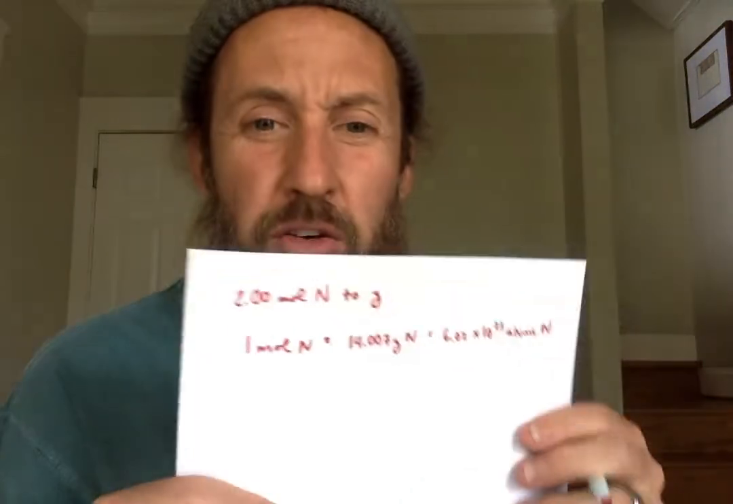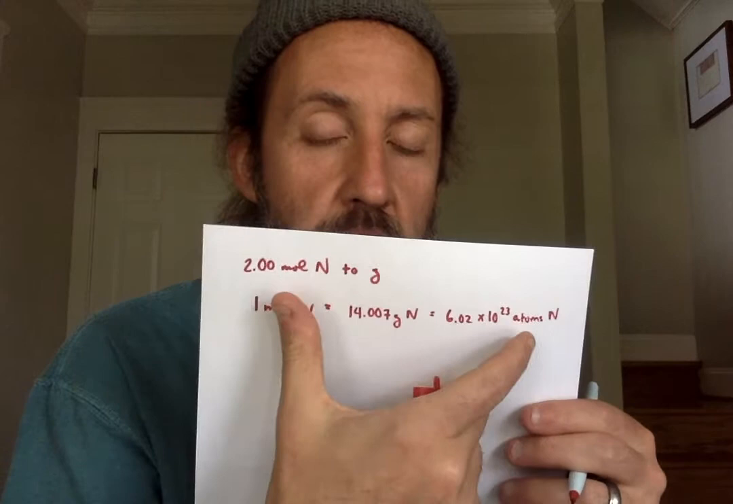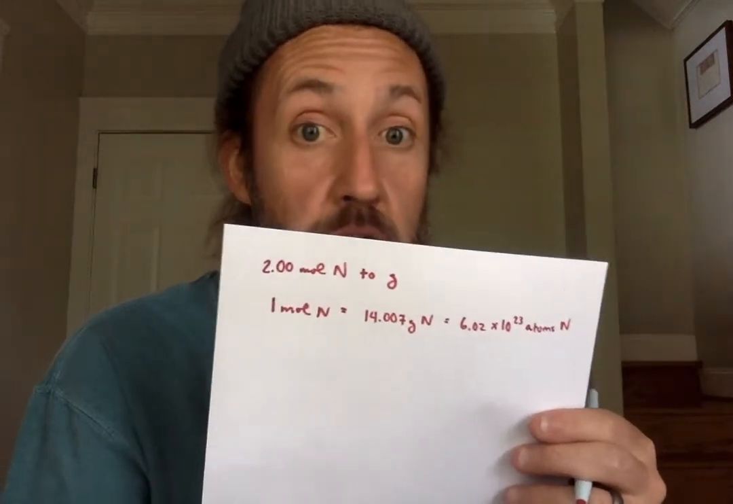So I know that 1 mole of nitrogen is 14.007 grams of nitrogen. You can look that up on the periodic table. And that also equals 6.02 times 10 to the 23rd atoms of nitrogen. We're not going to use Avogadro's number this time, but I'll just write it because that 3-part ratio will get you about anywhere you want to go.